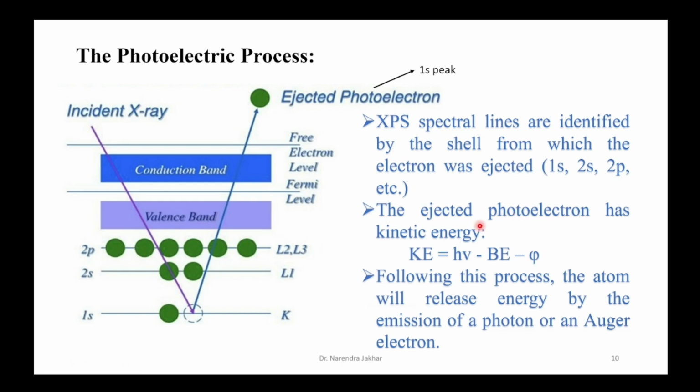The ejected photoelectrons have this kinetic energy. So this is the famous photoelectric equation: the kinetic energy equals h nu minus the binding energy of the electron minus phi. This is the work function.